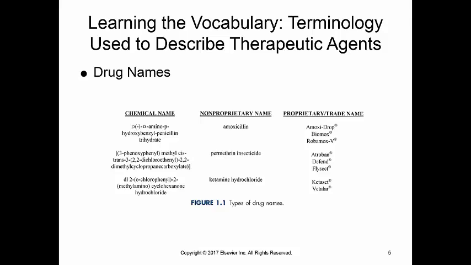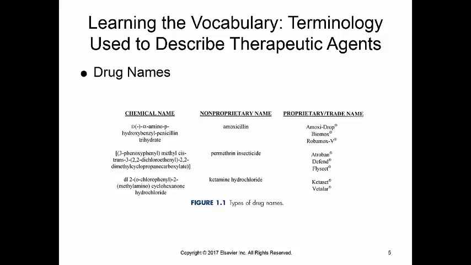So we have a non-proprietary name, also known as the generic name. So names like up here we have amoxicillin, ketamine hydrochloride, permethrin insecticide. These are all non-proprietary names or generic names. And then lastly, we have the proprietary or the trade name. And these are actually copyrighted. And you can tell because they have a little R with a circle at the end, meaning that they're a copyrighted proprietary name.